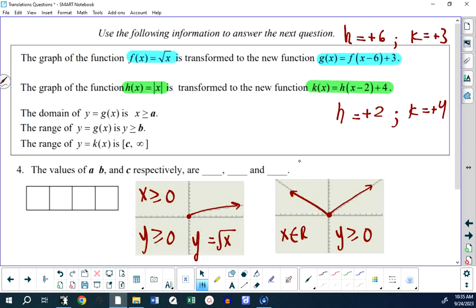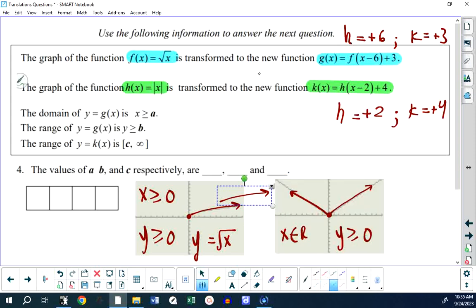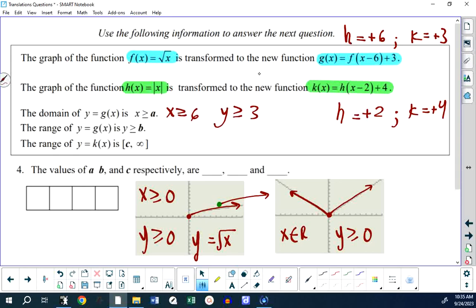If I were to take this graph, its vertex would be at 6, 3. I'm a little high on my graph, but that's okay. The vertex would be at 6, 3, and that would mean that x is greater than or equal to 6, and y is greater than or equal to 3. So we know that a is 6 and b is 3.